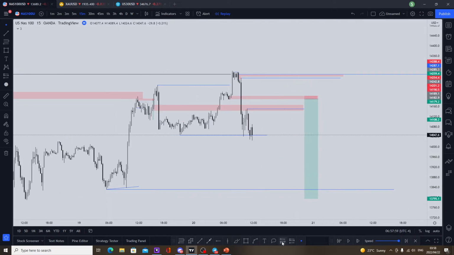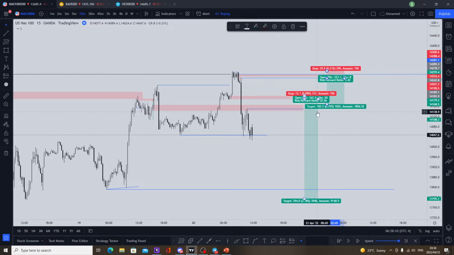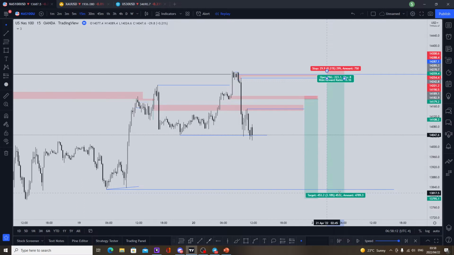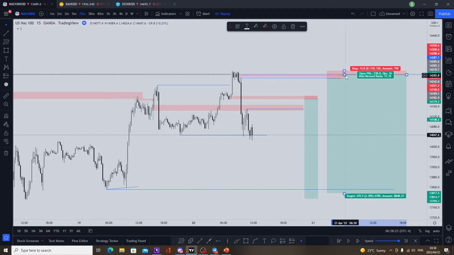Then if I take these entries again, let's say the first one is going to be here. And I remember I told you guys, all my stop loss is going to be above. And I'll target again the same thing. If I take this entry again, let's say from here, my stop loss again is going to be above. I'll target what? I'll target again the low. This is what I did.